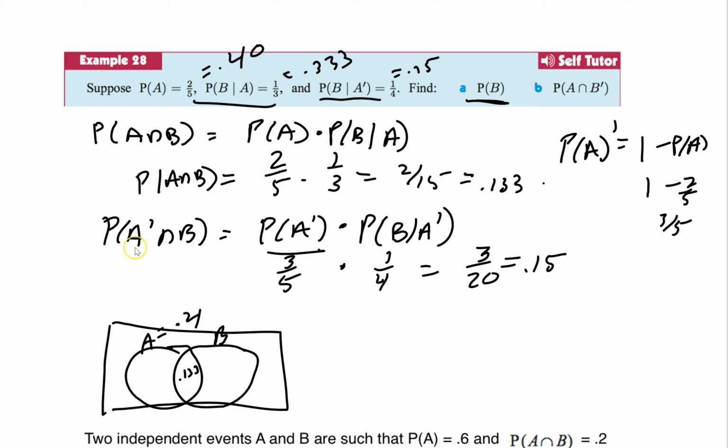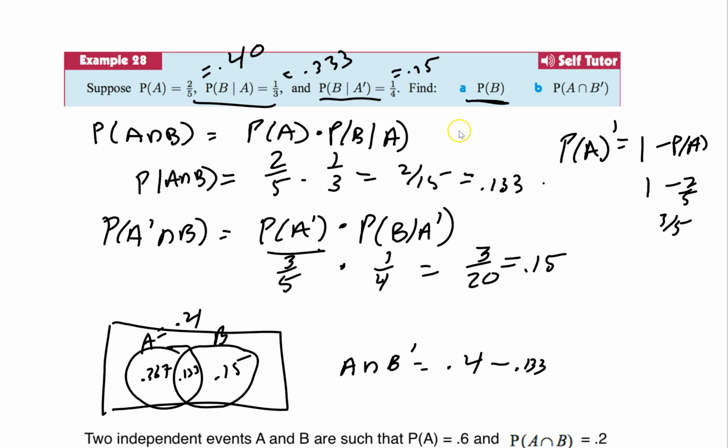Now look at what we found here. Probability of A prime and B. Right, so not A, but you're in B. So that's this part right here. So this is 0.15. And look at this, A not B, right? A but not B right here. Well, if all of A is 0.4 and that's 0.133, A intersection not B is going to be 0.4, which is all of A, minus off the part of B you don't want, 0.133, which would be about 0.367 ish. So there's that.